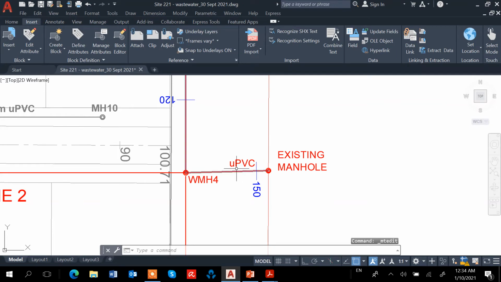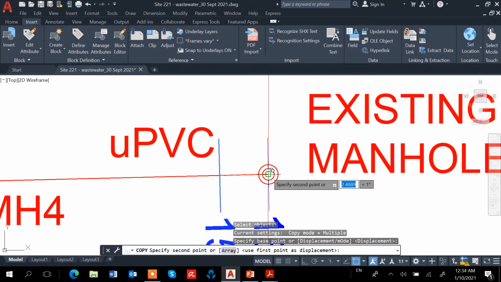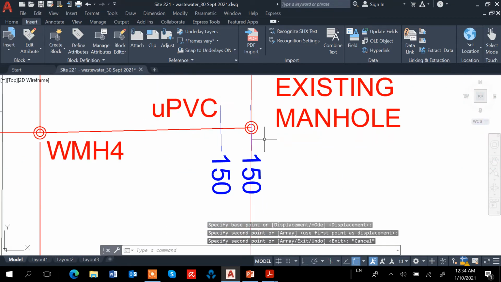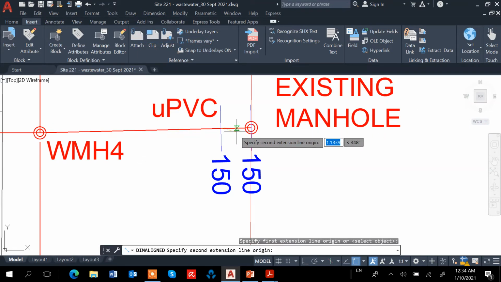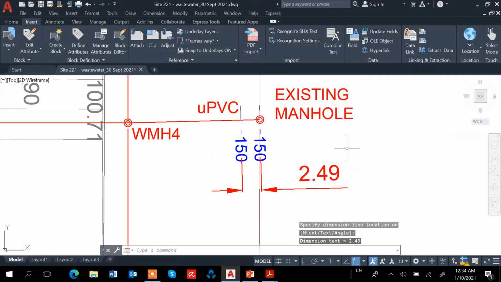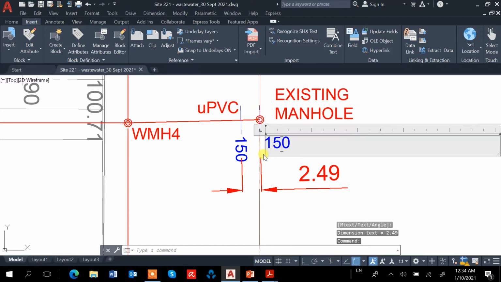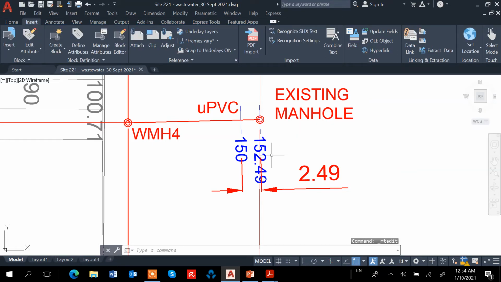So we need to find the chainage for the different parts as well. So this one, I just copy this one. So we need to find the distance line between these, 2.49. So it will be 142.49. Okay, let's move it up.